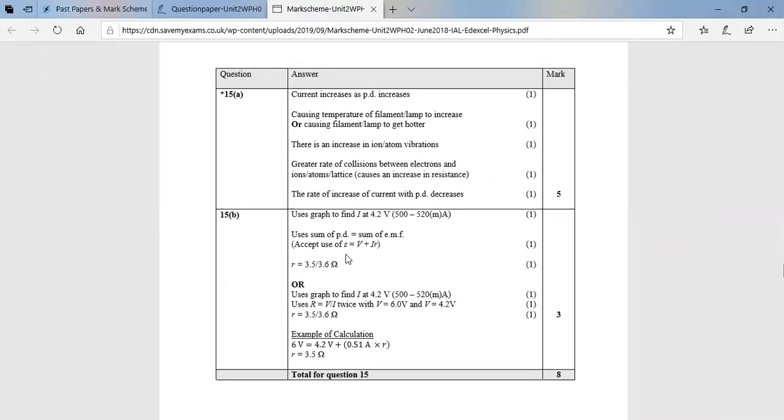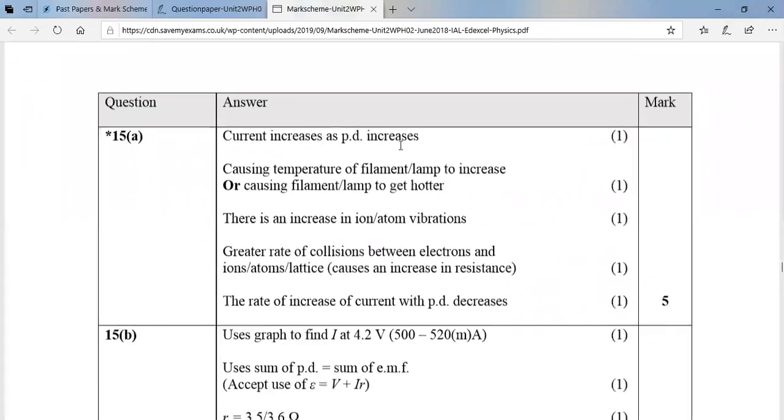Okay, it says the current increases, the potential difference increases. We did mention that. Then it says causing the temperature to increase. Okay. Then we said they increase the lattice vibration. We missed out this point. We need to make sure of this. Then greater rate of collisions between the electrons and atoms increases the resistance.